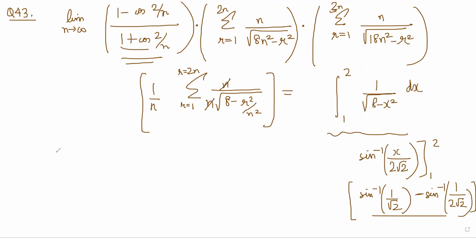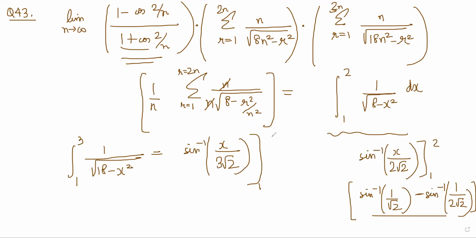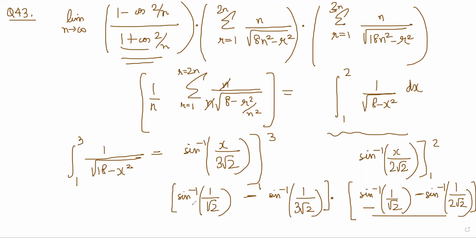And similarly, we'll get an answer here also. We'll get integral of 1 to 3, 1 by root over 18 minus x square. And that is equal to sine inverse x by 3 root 2. And this time the limits are 1 to 3. So it will become sine inverse 1 by root 2 minus sine inverse 1 by 3 root 2, right? Both of these things are multiplied. So this is pi by 4, pi by 4. These angles are not known. You just multiply them and you'll get the answer, right?